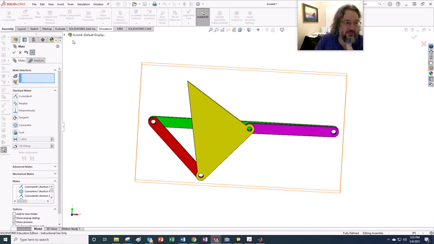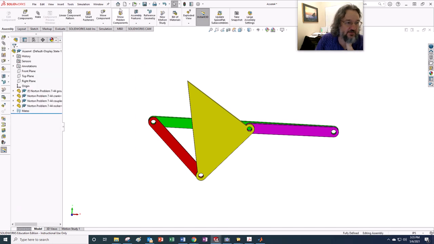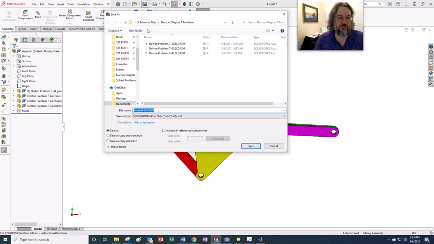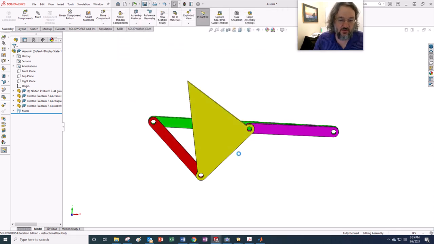So let's save this thing. We got to get out of our mates first. And we're going to save this as problem 44. So you can see that I've done the other three problems.